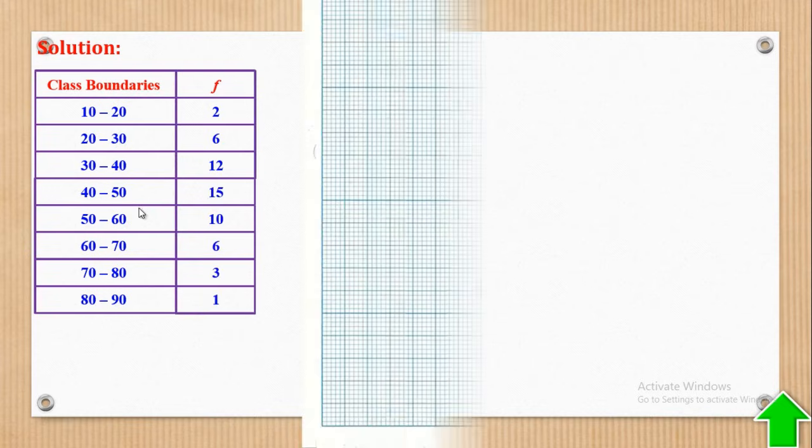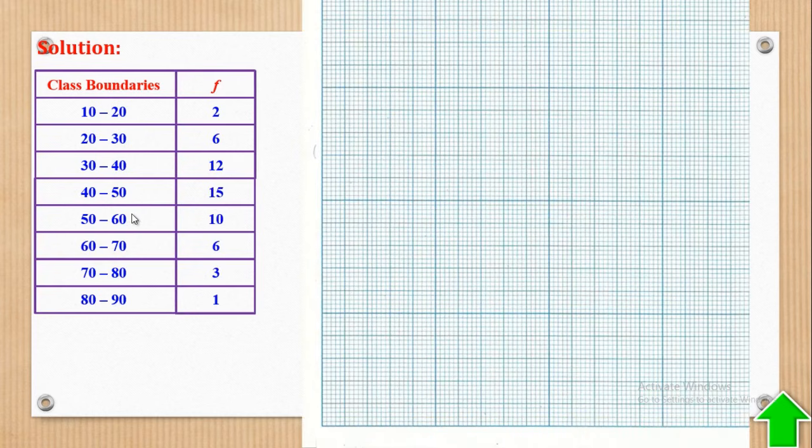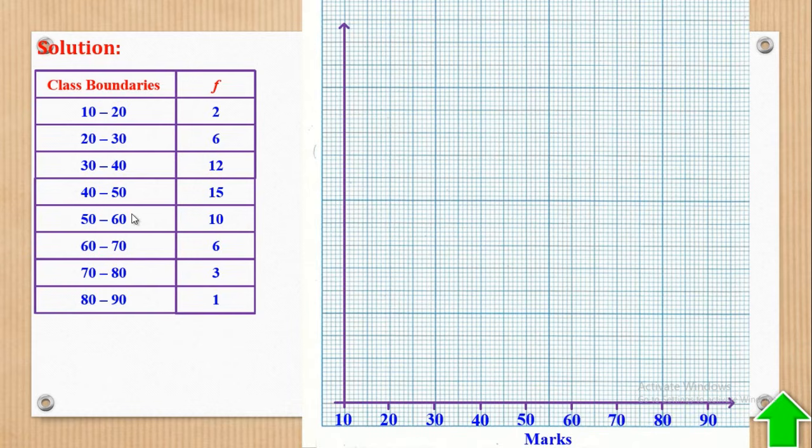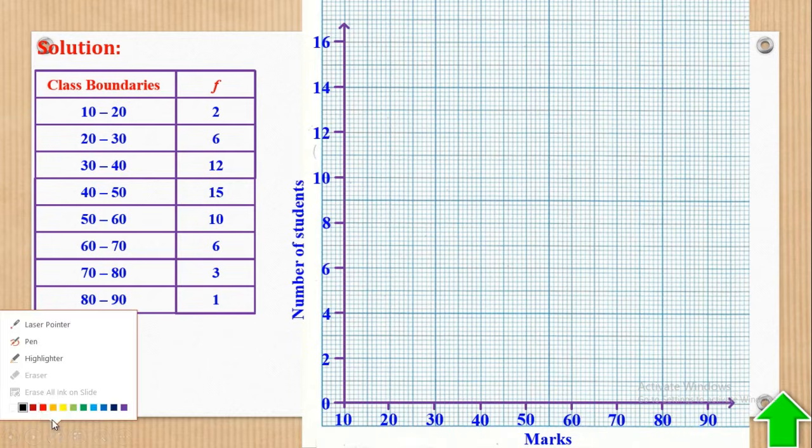So we shall need a graph paper. Then we shall put the horizontal axis and also the vertical axis. Then put a scale for the horizontal axis and label it. Do the same for the vertical axis. Then now we are going to start our plotting.